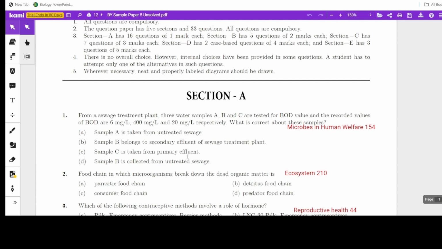So let's learn with the textbook. I recommend you to have your textbook with you while learning how to solve this paper. Please have your textbooks with you, children.